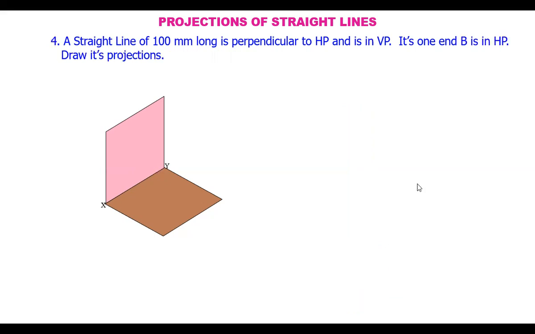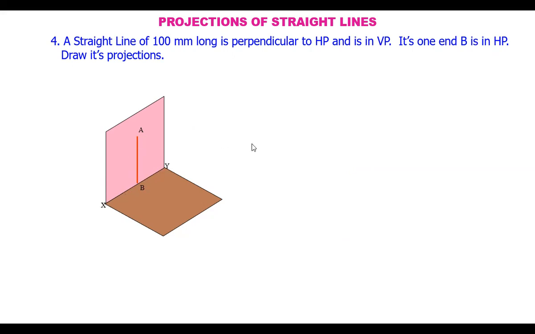Now, let's take another line: 100 mm long, perpendicular to HP, and in VP. Its one end B is in HP. So it is like this. B is in HP and the line is perpendicular to HP. The entire line is in VP.